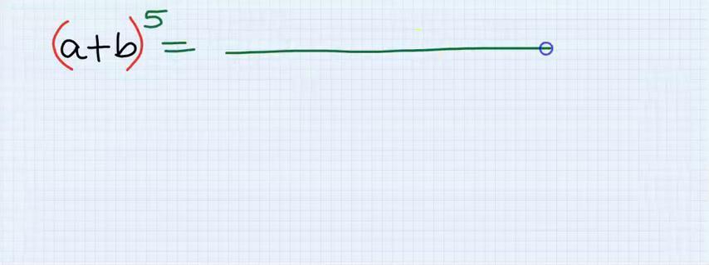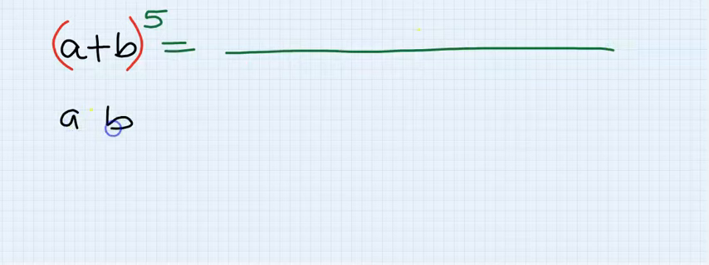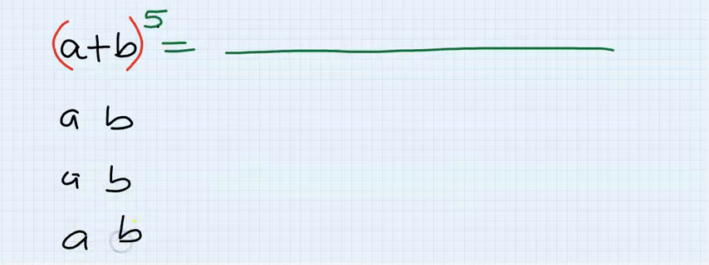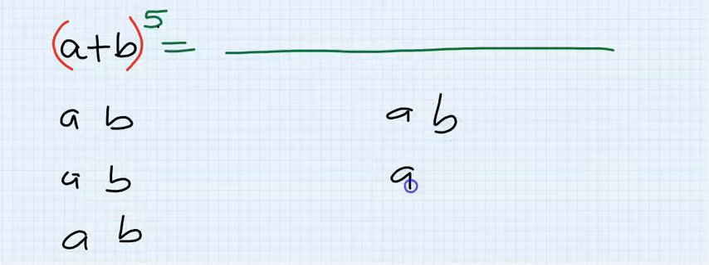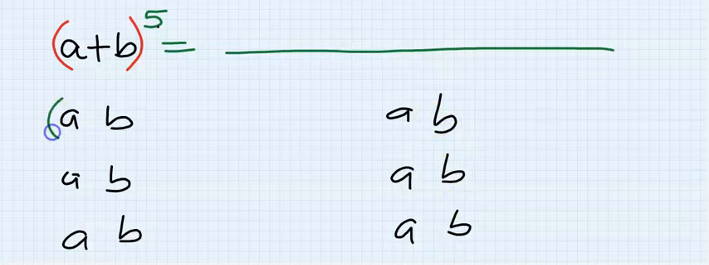Our answer is going to be here. A, the next one is B. This is 5, so I'm going to have 6 terms of it. So the next is A, B, then I'm going to have A, B, A, B, A, B. A, B can be any variable, it can be any number.